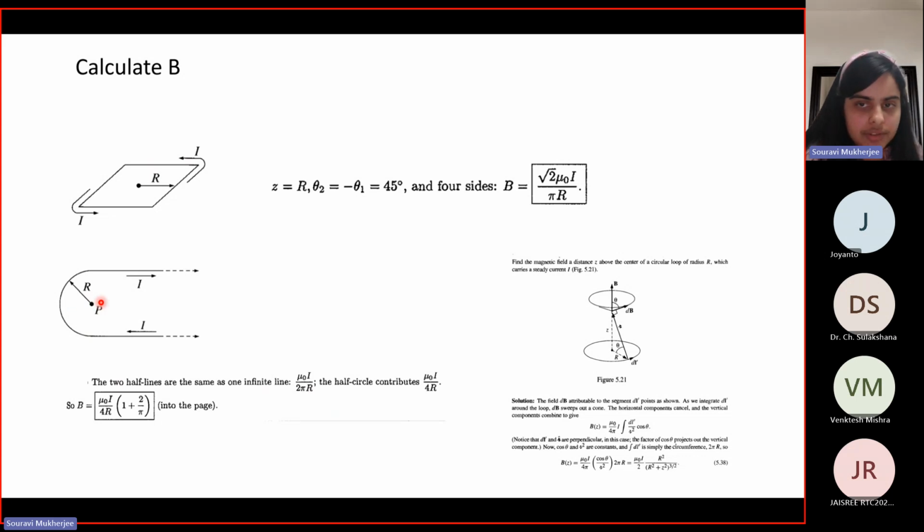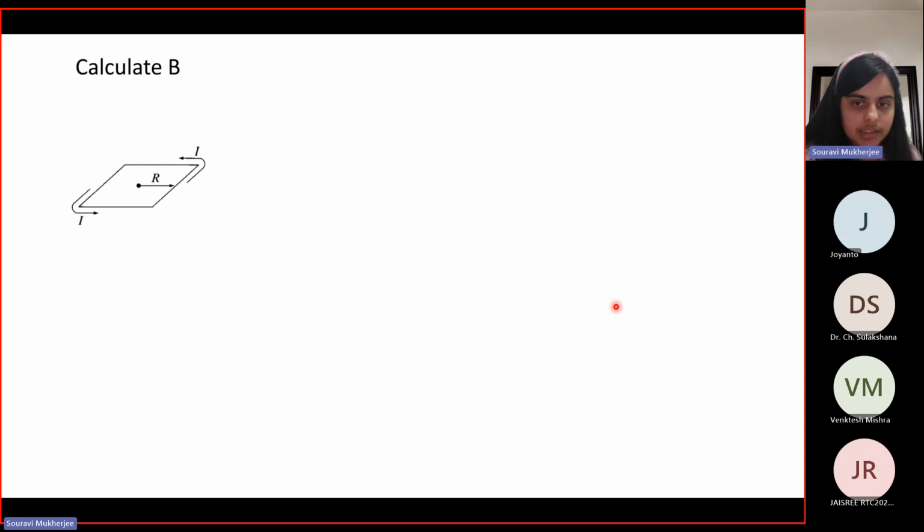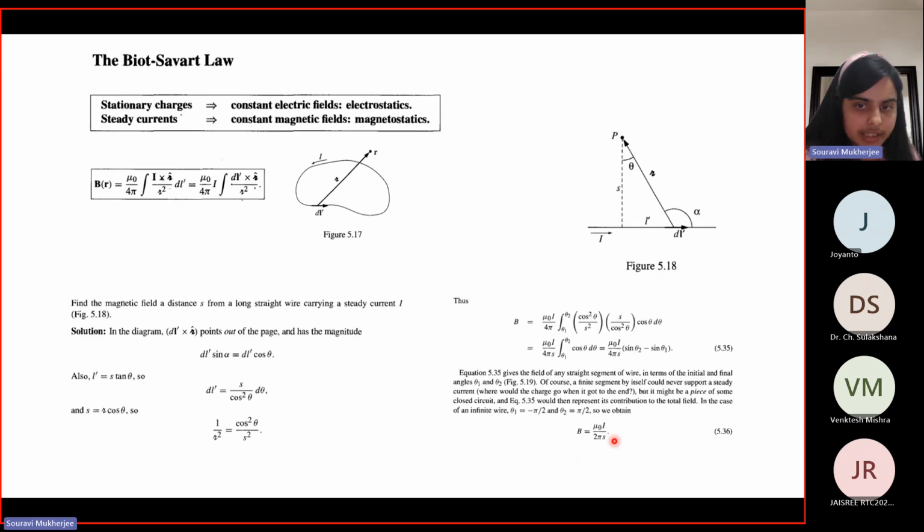So one has to be careful about where the field point lies in order to get the direction right and use these relations. You can start with Biot-Savart's law and try to derive it once, but it's easier to remember this because it comes very handy. So this is for a circular loop at a distance z from the loop, and this is for a finite current carrying wire.